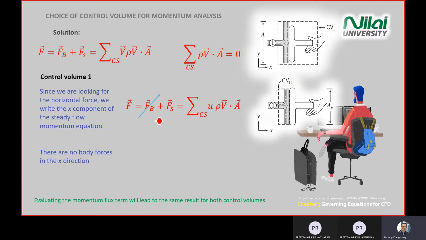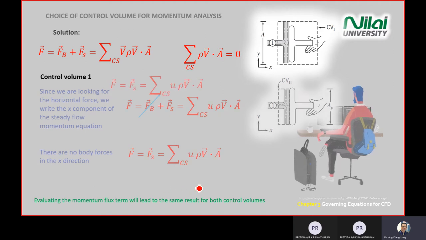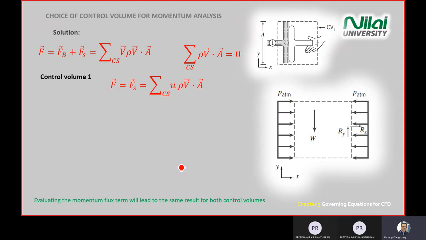Okay, so we cancel the body force component. At the end, for control volume, our momentum equation arrives at the sum of U rho V dot A. So this is for control volume one. Our momentum equation arrived at a very simple presentation, like you see on the screen here. Then the next one, we need to draw the free body diagram, which is what you see on the screen here.